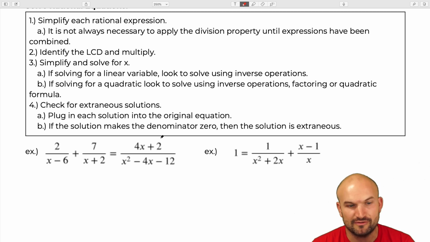is we want to get rid of the fractions. We don't want to be dealing with fractions when we're trying to solve equations. So therefore, the first step that I'm always going to want to do is to multiply by the LCD to eliminate the fractions. Now, for some problems, we're going to want to simplify them.